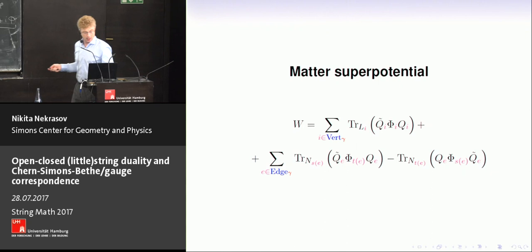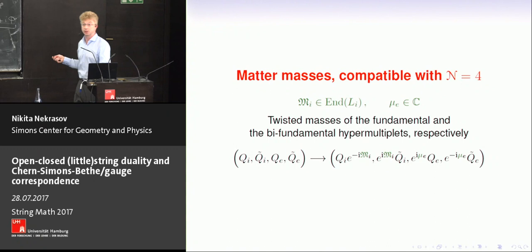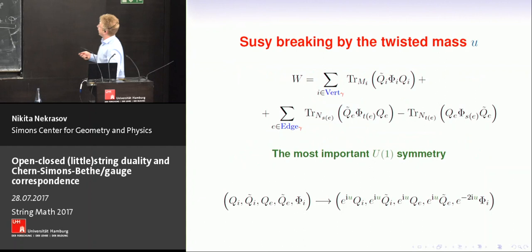And again, this has some symmetries which allow you to introduce various masses, various twisted masses. And in particular, there is this most important U(1) symmetry, which scales both fundamentals and anti-fundamentals in the same way, and compensates by scaling one of the scalars in the vector multiplet with twice the opposite strength, so that the superpotential is actually invariant under the symmetry.